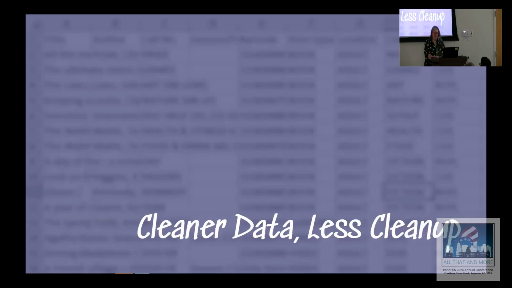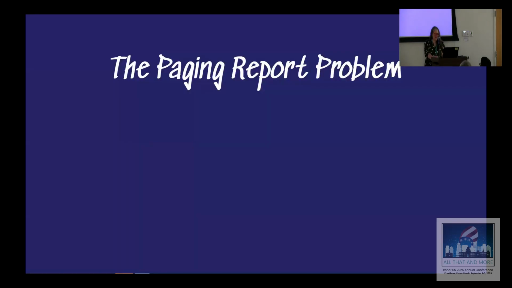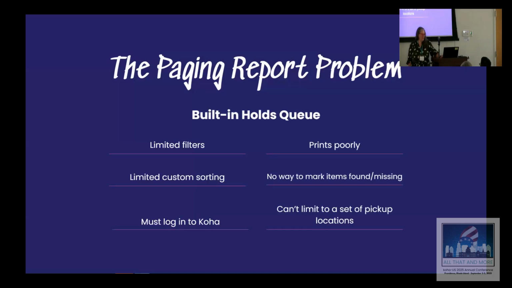We get really excited and make reports, and then we don't think about the practicalities of how they're used once we write it. So the first thing, we had a problem with the paging report. We call it the paging report. We didn't like the built-in holds queue because there were a few things that were wrong with it. Basically, it didn't filter very well. It does not print well.